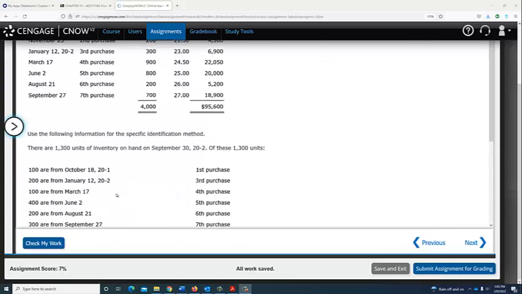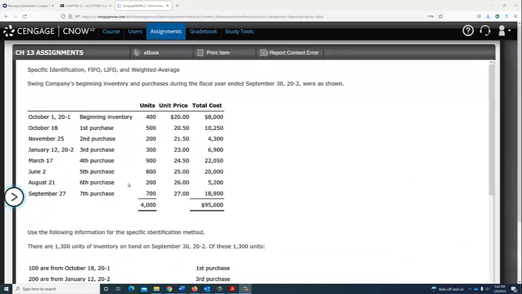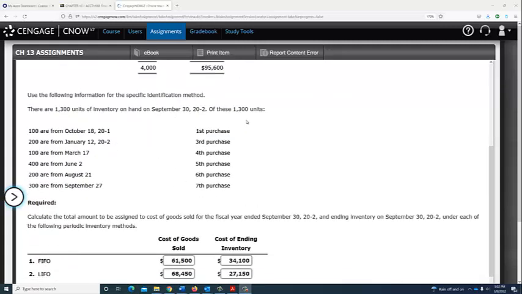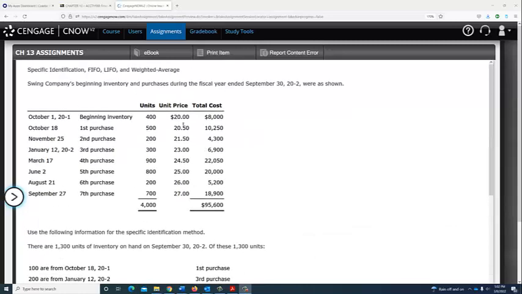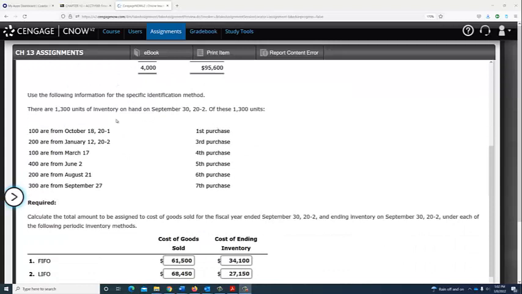The last method is specific identification. So that means that the company can specifically identify which items they still have and which items they sold. And that is the reason you have all this extra information here. So on this problem, for LIFO and FIFO and weighted average, you're only working with these figures. You only need this set of figures for specific identification.